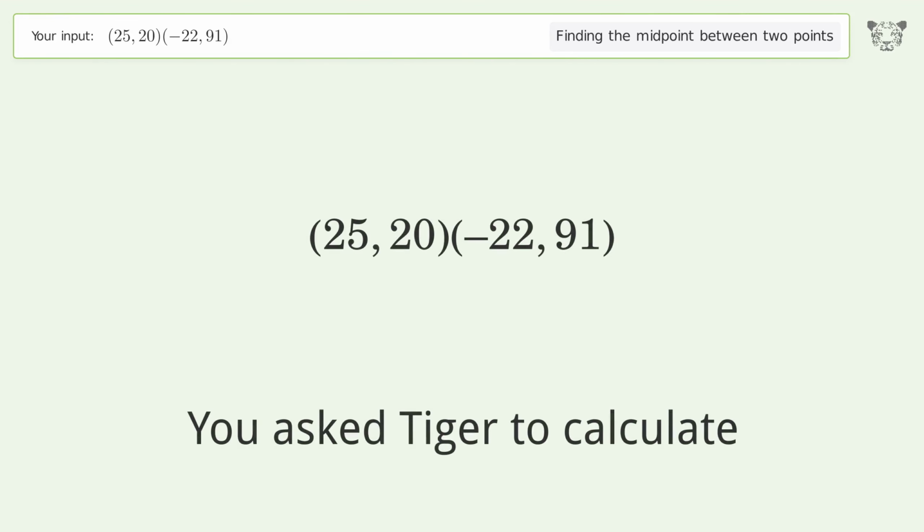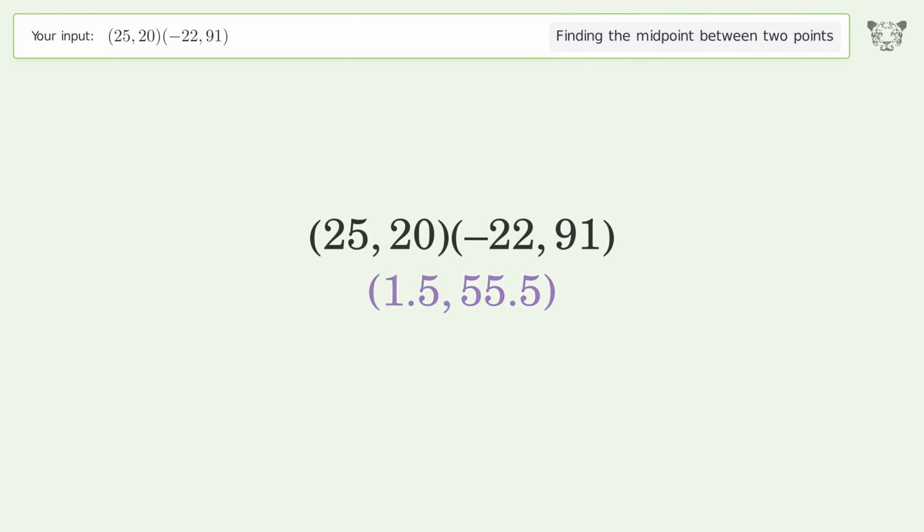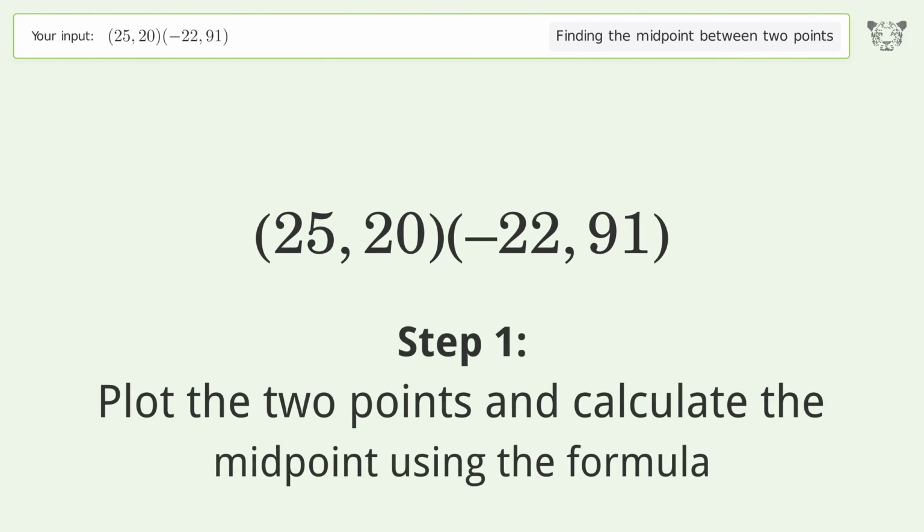You ask Tiger to calculate. This deals with finding the midpoint between 2 points. The midpoint between the 2 points is 1.5, 55.5. Let's solve it step by step. Plot the 2 points and calculate the midpoint using the formula.